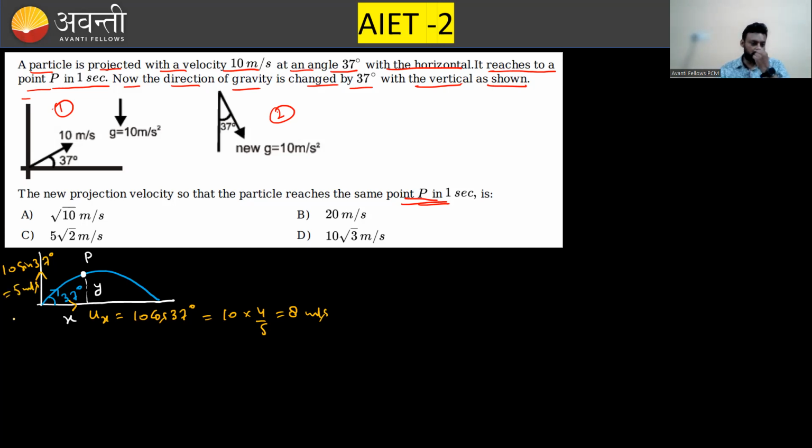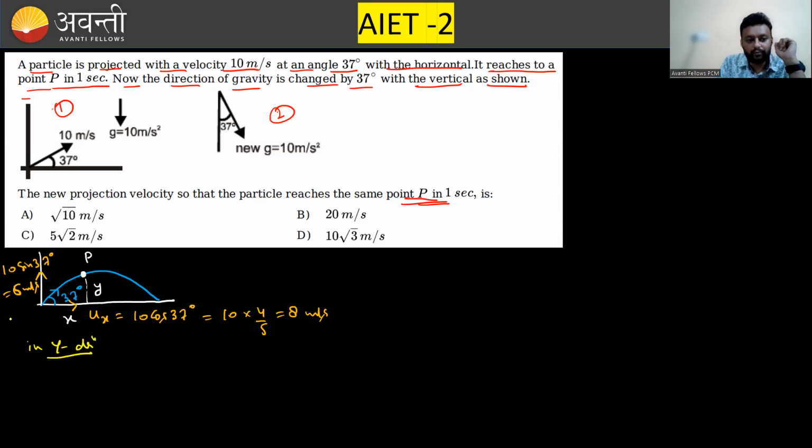Clear. Correct me if I am wrong. Okay, yes, I am wrong. 10 into 3 by 5, that is 2 threes are 6. That is 6 meter per second. Clear. Now I know the horizontal and vertical velocities. I am applying the motion. First of all, I am applying the motion in y direction.